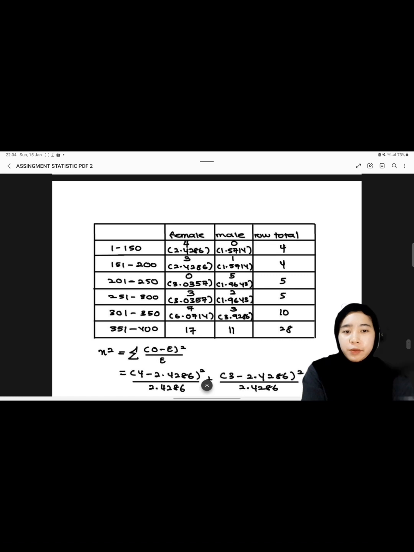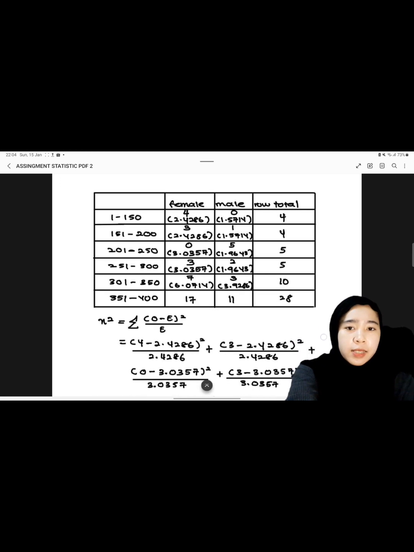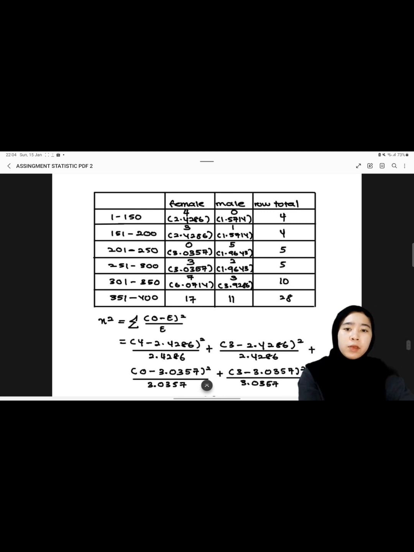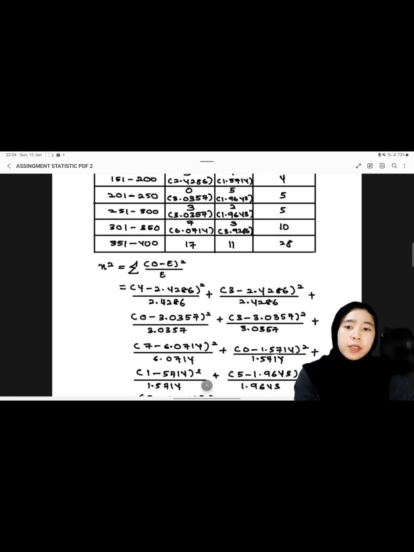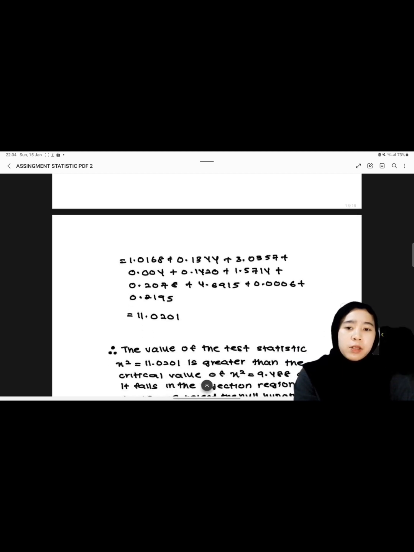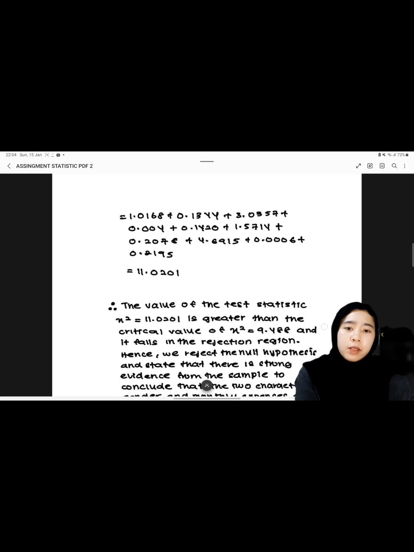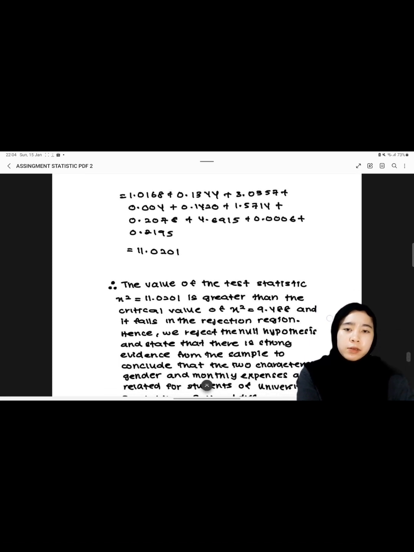And we must determine whether this test is dependent or independent. By that, we must calculate the test statistic. We use this formula, which is the summation of observed frequency minus expected frequency, to the power of 2, over expected frequency. The working solution I have calculated for you, and we get 11.0201. The next step is step 5, which is we must make the conclusion.